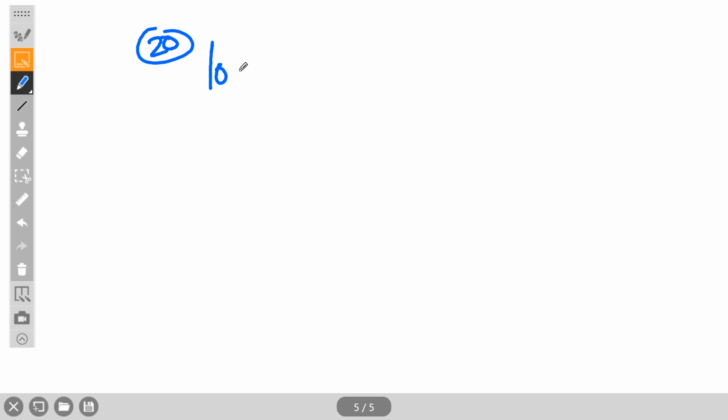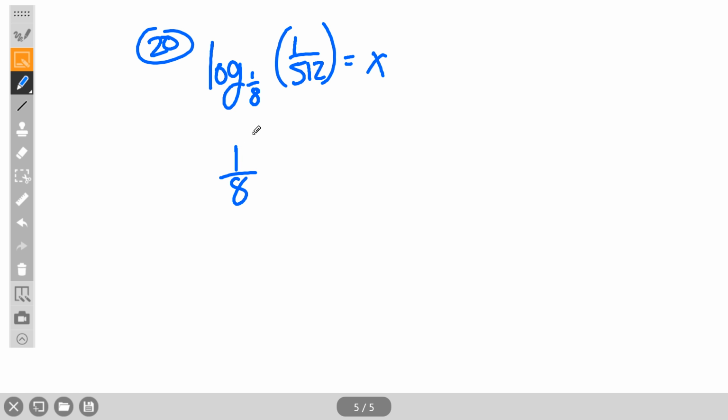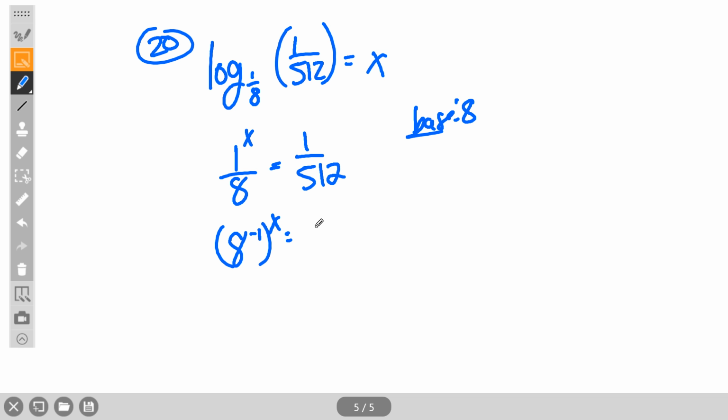And the number 20, log with a base of 1 over 8 of 1 over 512. Set this equal to x, change it to exponential form. So 1 over 8 is the base, raised to the x power equals 1 over 512. I want to say that 8 will work for this. 8 to the 3rd power, yeah, a base of 8 will work here because 8 to the 3rd power is 512. So 1 over 8, that's 8 to the negative 1 power. 1 over 512, so that's 8 to the negative 3rd power.